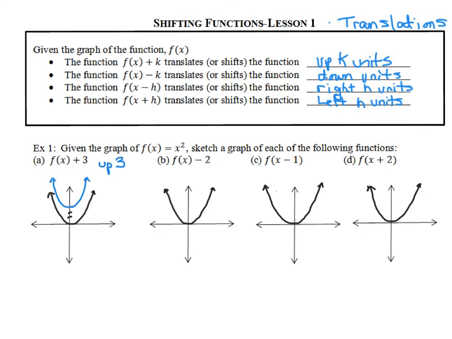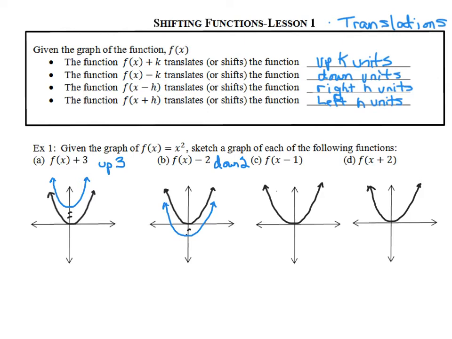F of x minus 2, that's going to mean that we are going to go down 2 units. So I'm going to take my parabola, and I'm going to shift every point down 2 units so that its vertex is going to be at the point 0, negative 2. The shape should stay the same.